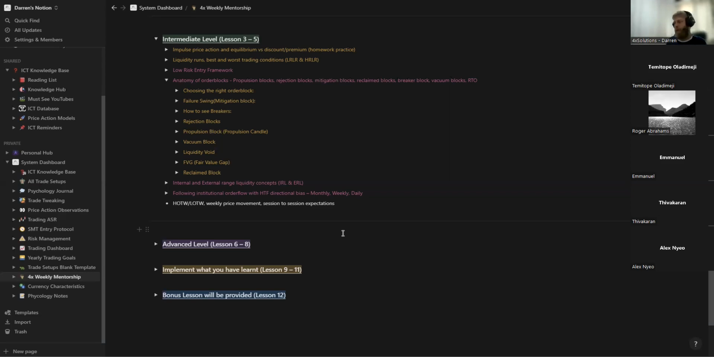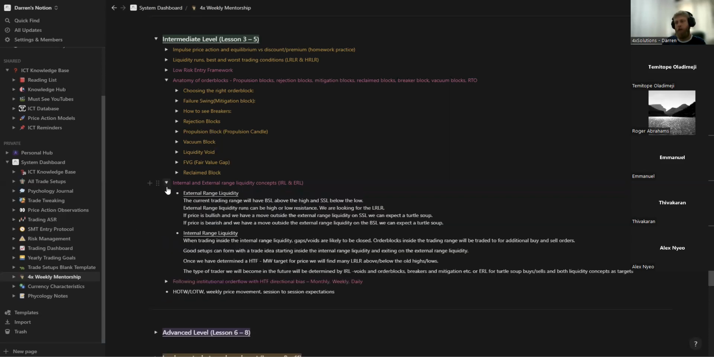Okay, so basically that is, in a nutshell, what we can say about internal and external range liquidity. There are a couple more notes regarding internal and external range. The current trading range will have buy side liquidity above the high and sell side liquidity below the low. External range liquidity runs can be high resistance or low resistance. We are looking for low resistance. That is the preferred trading condition.